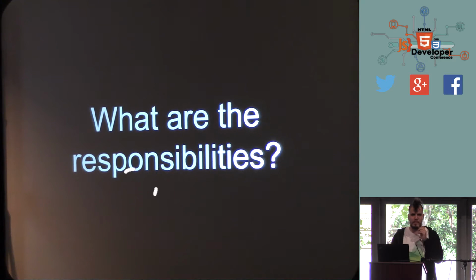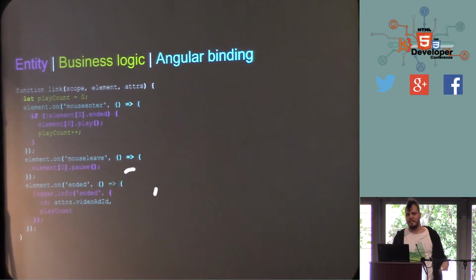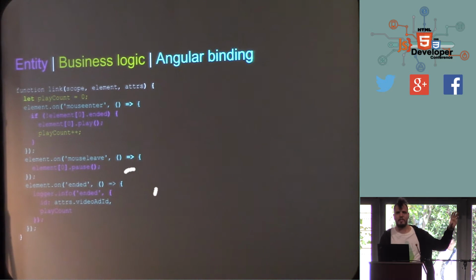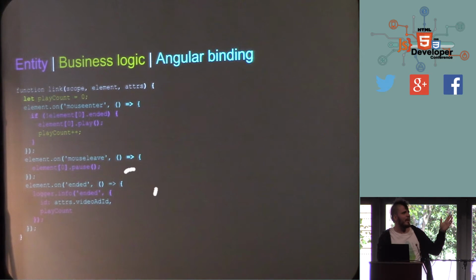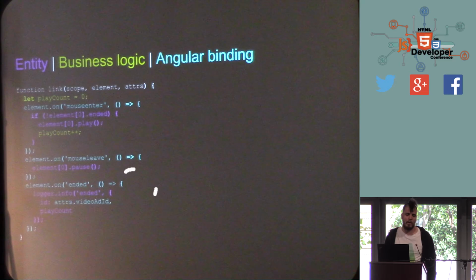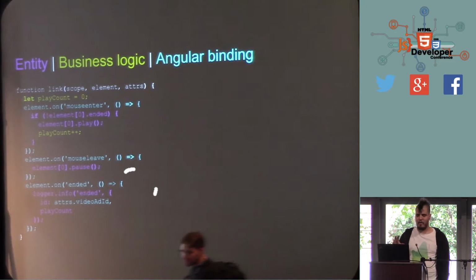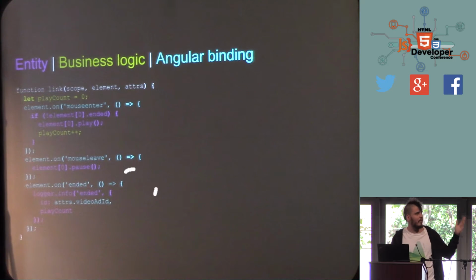What are the responsibilities in this code? I can see three different things. One is the business logic. The yellow one is, okay, we have a variable that counts the hovers, and we increment it on every mouse enter. We have some Angular binding, so it's fairly easy. We can read it from the document, the element annotation would do the bindings.